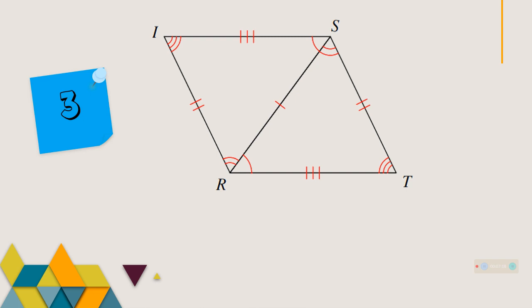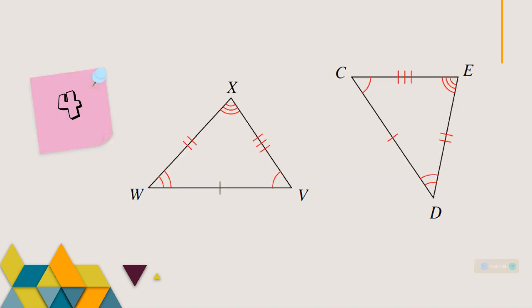Next, number 3. Take a look. We have 1, 2, and then 3. On the other figure, we have 1, 2, and 3. So, the correct name of the triangles will be... That's correct. Triangle SRI is congruent to triangle RST is correct.